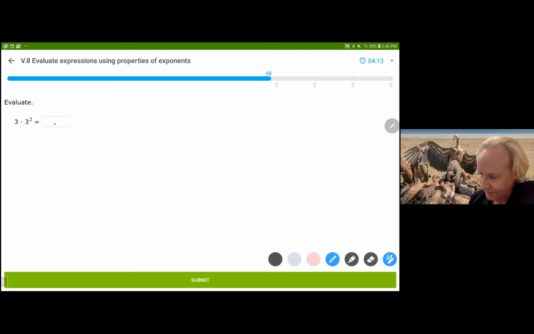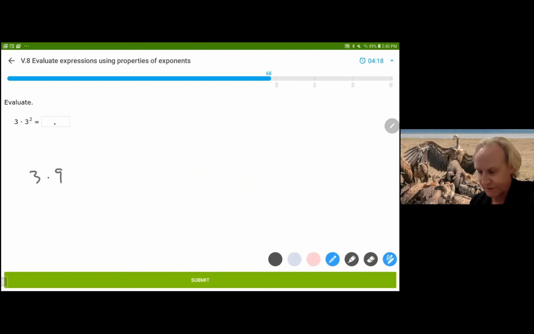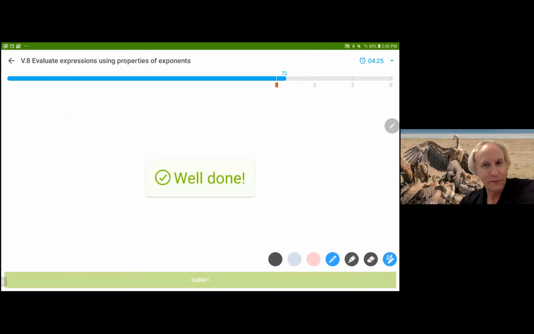This is going to be 27. That's 3 times 9, which is 27. But of course, I'm thinking of it as 3 to the 3rd. That's still 27. Always good to know.